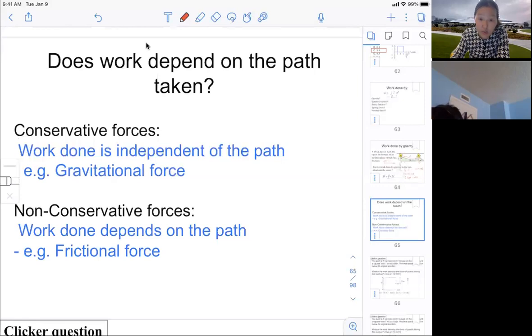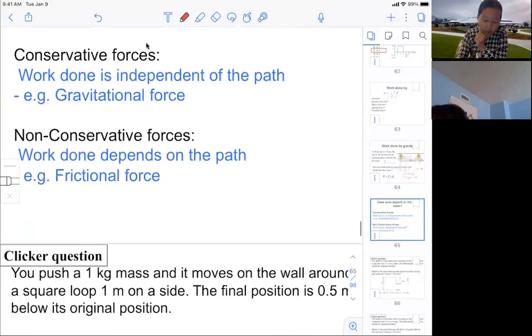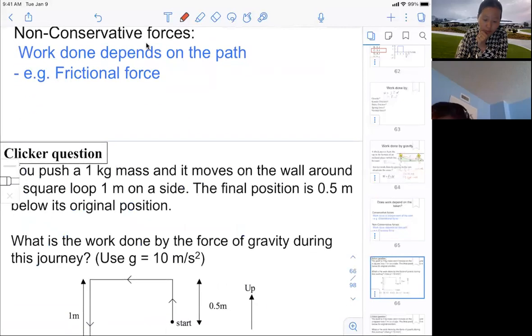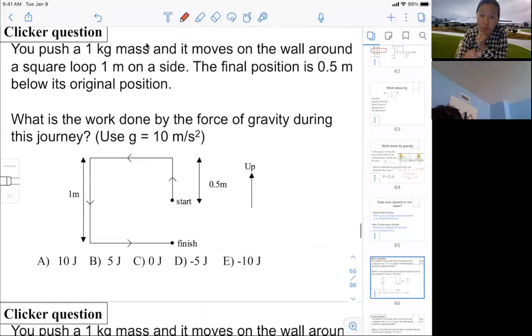Now there are non-conservative forces, which means you do have to think about the path. The example for that is the frictional force, right? If you take a longer path, wiggle around, you can see that you're generating more heat, right? That corresponds to more energy transfer. So definitely the path will make a difference in terms of the frictional force. We will look at the difference between the work by these two different forces using a concrete example here.